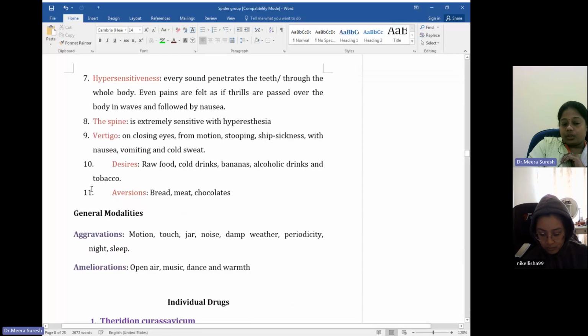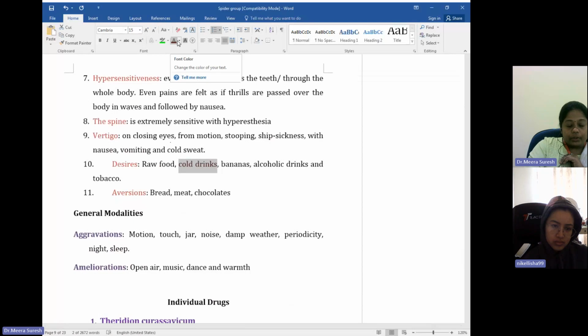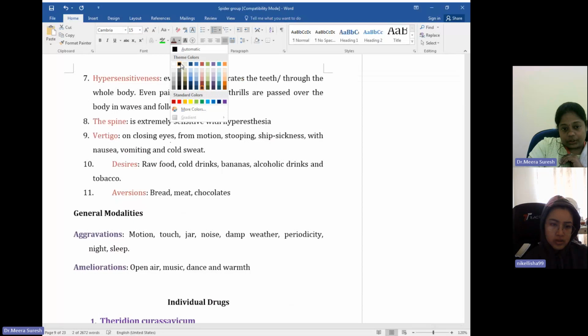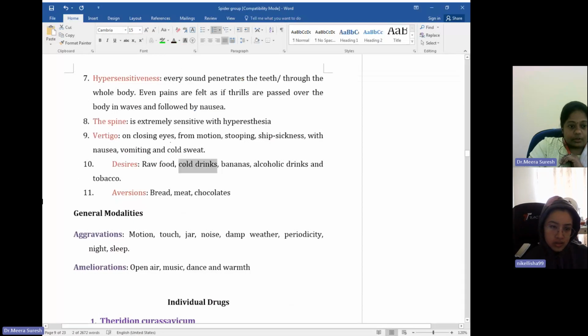Then their desire for raw food, cold drink, banana, alcoholic drinks, and tobacco. I don't want you to remember all these things. Maybe you can just remember cold drinks, but there is difference in cold drinks also. No need. With some drugs, they have an open air amelioration and some they have warmth amelioration. But no need to go for this confusing symptom.